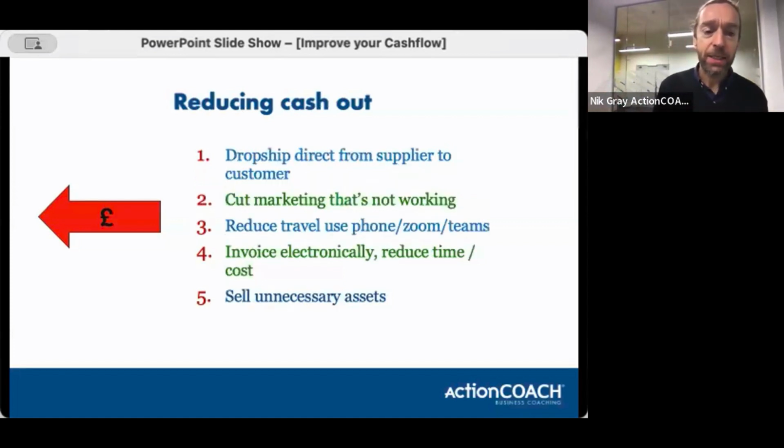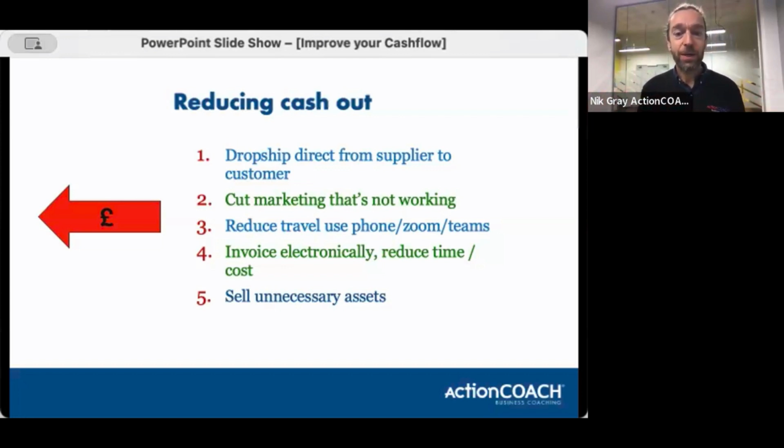A couple more here. So drop ship straight from suppliers. A lot of suppliers will send your order direct to your customer, as opposed to it coming to you and then to the customer. You can get it straight to them and cut out the middleman. And some of the suppliers will even not put their details on there so that the customer doesn't know it's not coming from you.